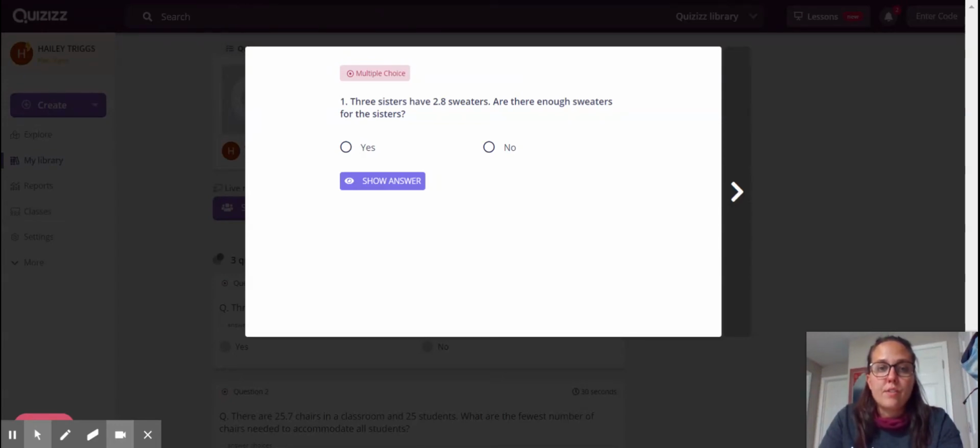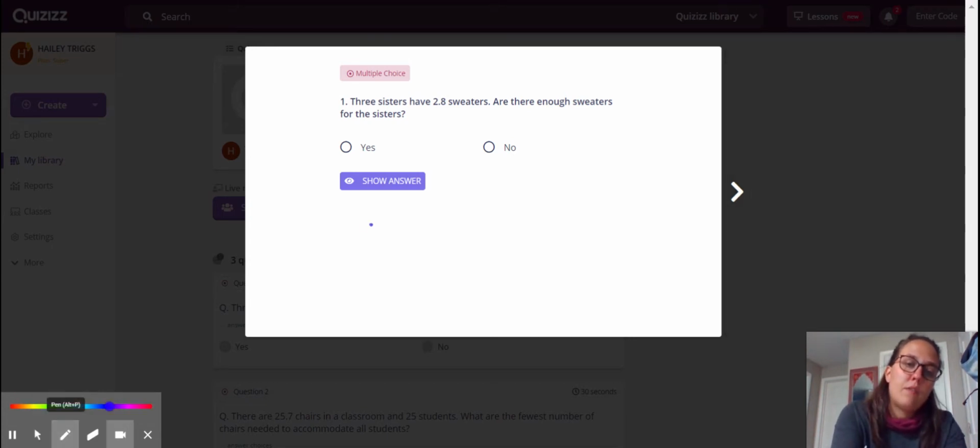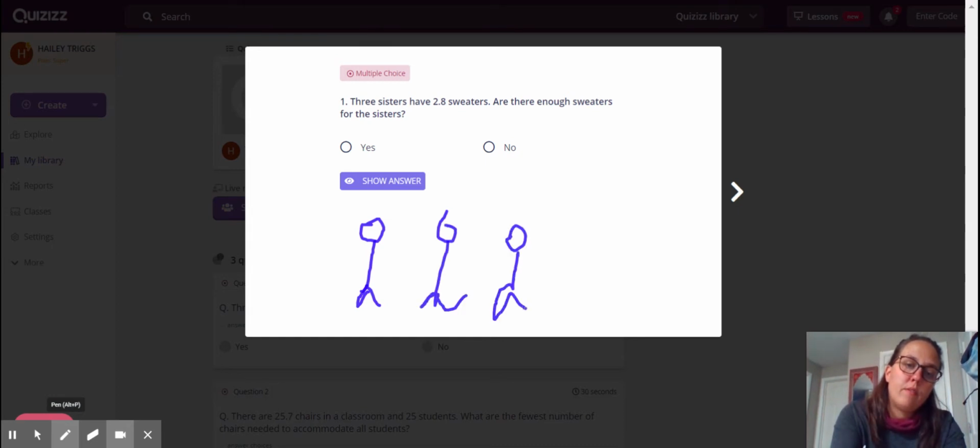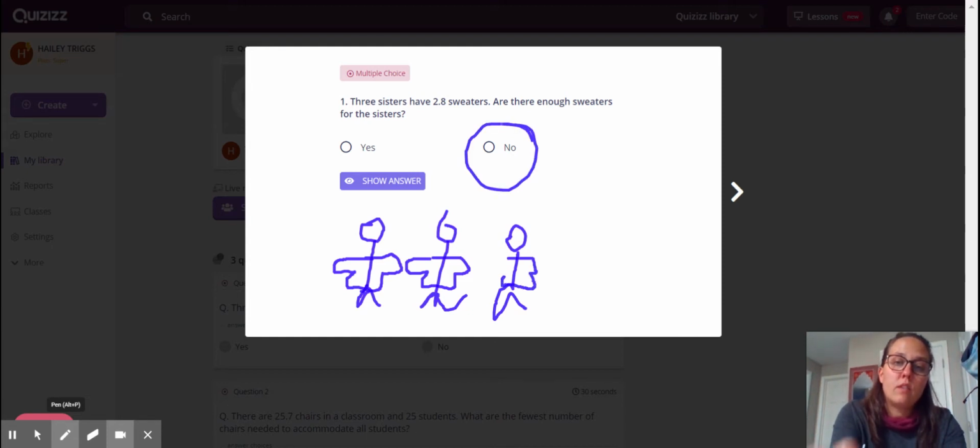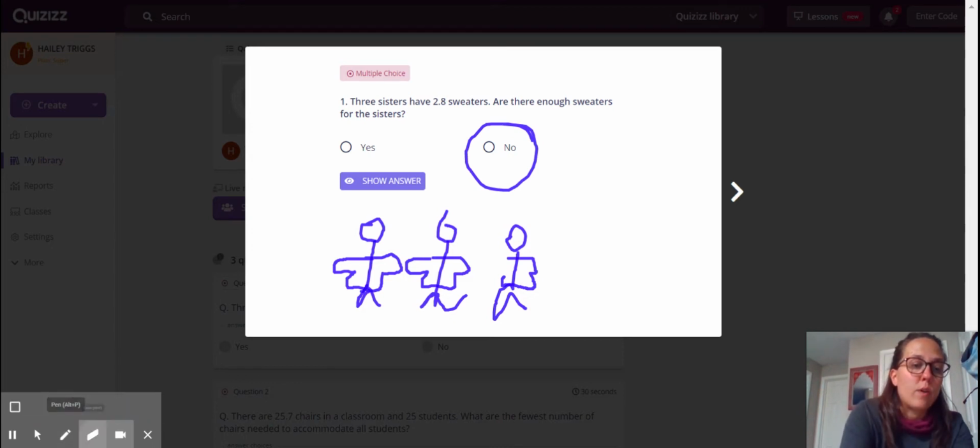So there are 3 sisters and they have 2.8 sweaters. Are there enough sweaters for the sisters? If we have 3 women and this one has a sweater and this one has a sweater and this one only gets 0.8 of a sweater, right? There's not enough. So no, there are not enough sweaters.